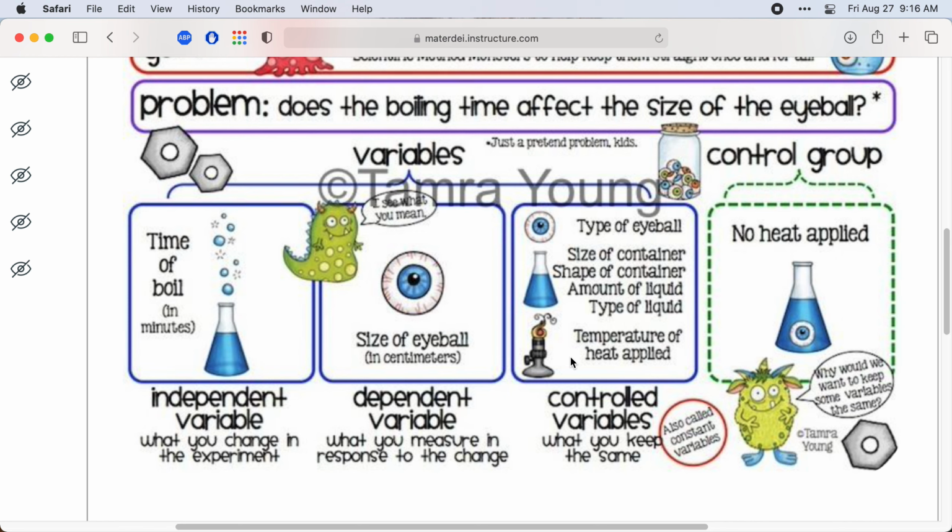Independence means by yourself. If you're independent, nobody's going to tell you what to do. You get to choose it. So imagine if you are running the experiment, you can do whatever you want. You just have to pick only one thing to test. A good experiment only tests one thing at a time. So in this case, it's the amount of time that you're boiling the eyeball.